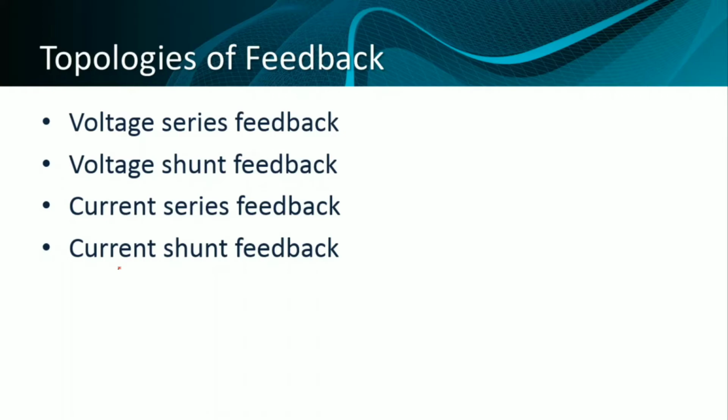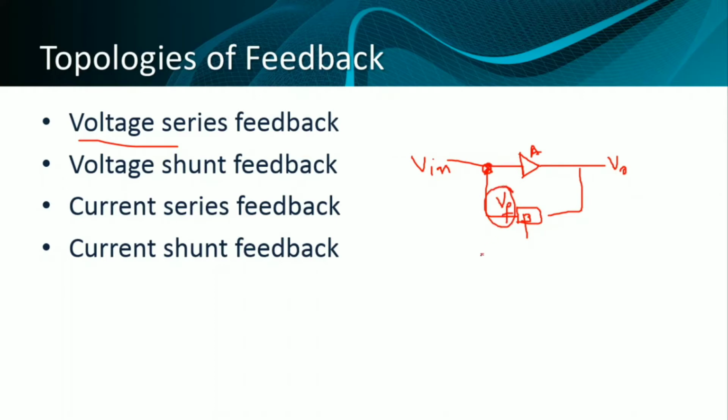If I take voltage in series with your input, if you just remember, we had Vin as input and this was given to an amplifier and we used to get V0. In between that we had a feedback path with gain beta, which was giving to a mixer the signal Vf. If this Vf is a voltage factor and it is in series with your input, then it is a voltage series feedback circuit. If Vf is a voltage and it is in parallel with your input voltage, then it is a voltage shunt feedback circuit.